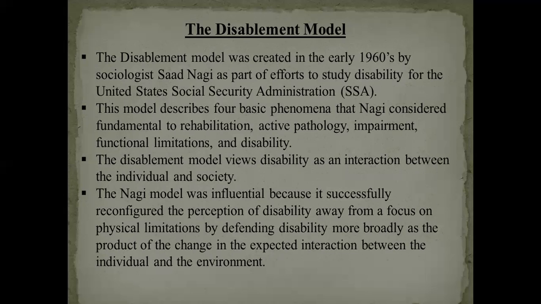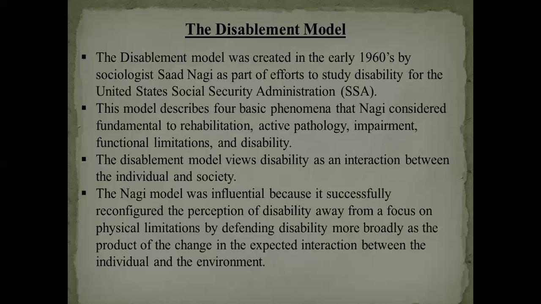This model describes four basic phenomena that Nagi considered fundamental to rehabilitation: active pathology, impairment, functional limitations, and disability. So what are the four fundamental things for rehabilitation? Active pathology, impairment, functional limitations, and disability. Active pathology describes an interruption in normal body processes that leads to a deviation from the normal state. These include infection, trauma, or other degenerative conditions.